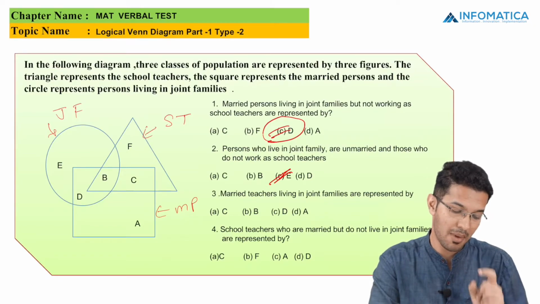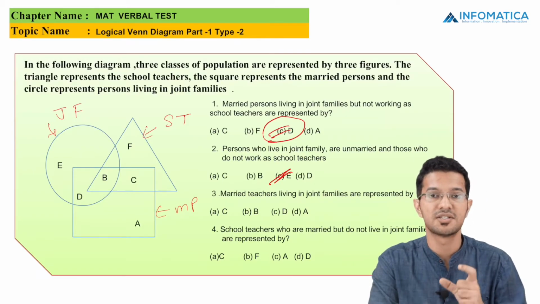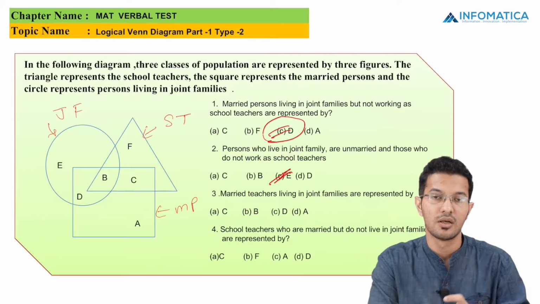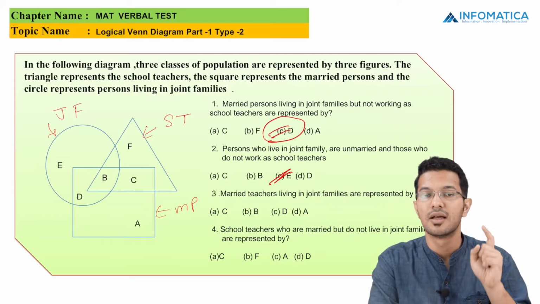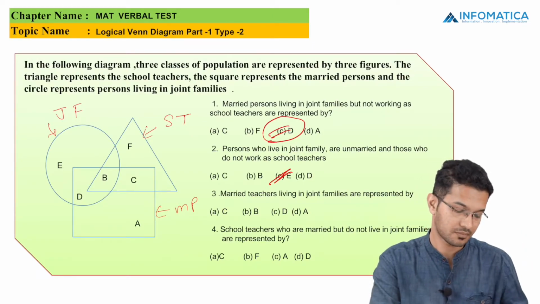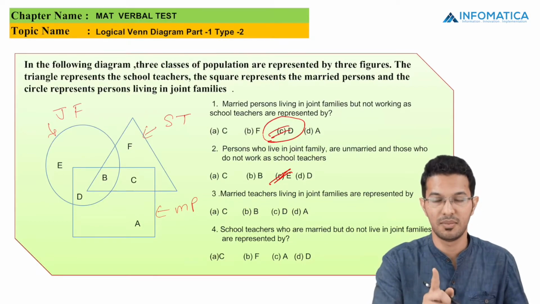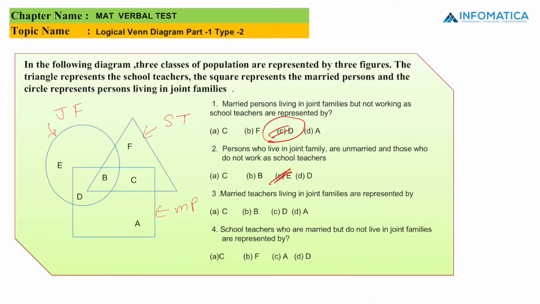Next, they are saying married teachers living in joint families. Now joint families is represented by a circle. So now I am just having capital letter B, which is common to the married people as well as the circle. So the answer to this question will be capital letter B or option B.